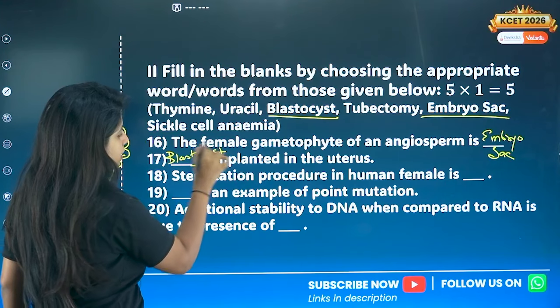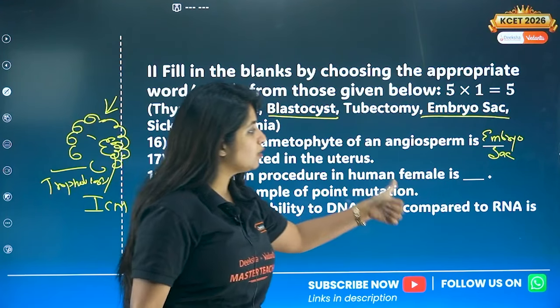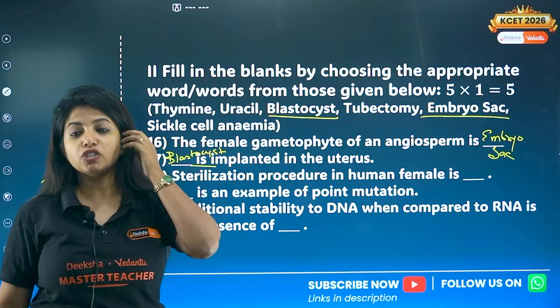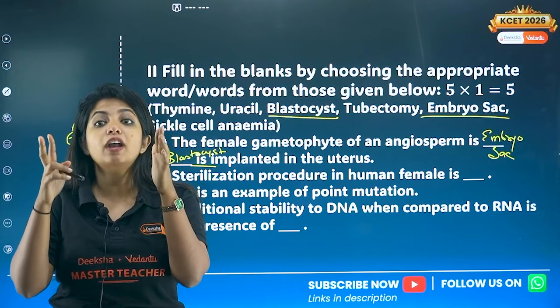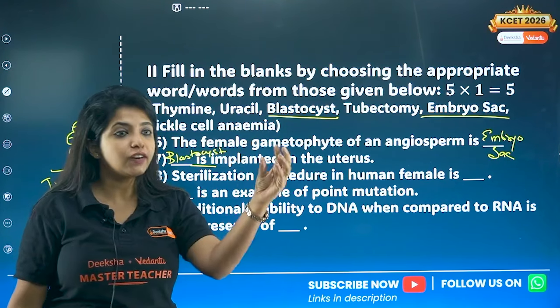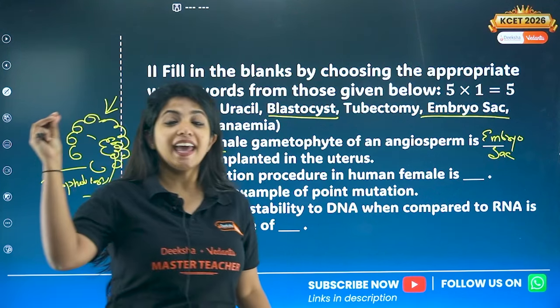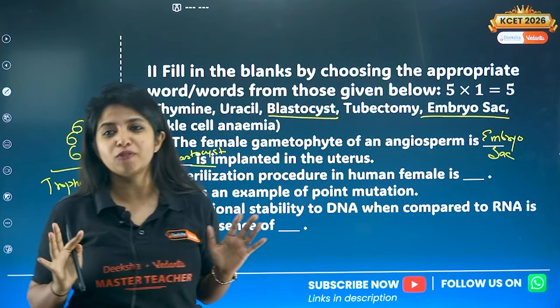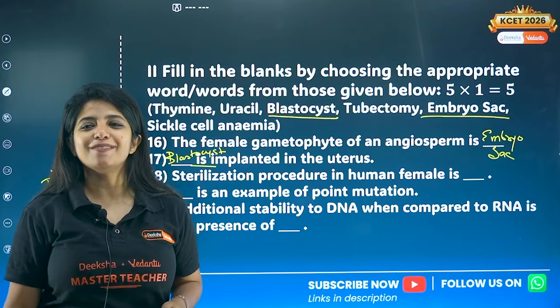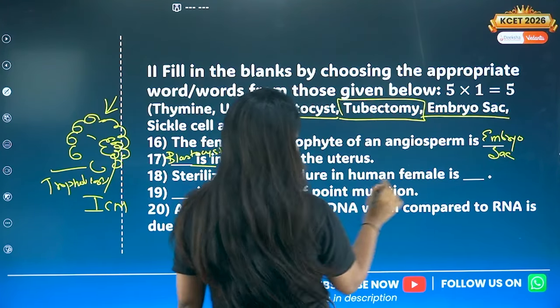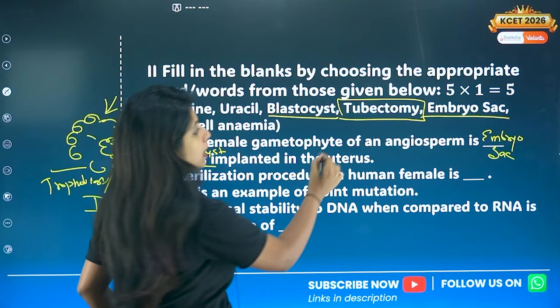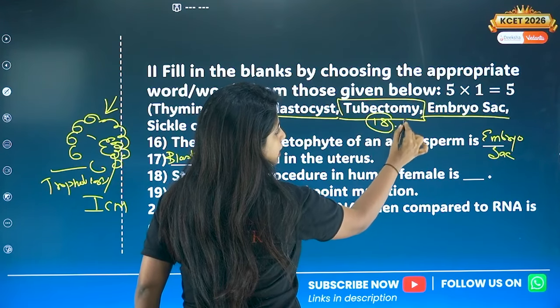Now sterilization procedure in human females is, sterilization basically means it's a surgical procedure where you're going to cut the fallopian tube of the female such that the ovum is not transported, such that the sperm never meets the ovum. I know it's cruel, but that happens. And what do you call this procedure? It is known as tubectomy, since you're cutting the fallopian tube. So rather than writing that over here, I'll just write 18. For 18, the answer is this.